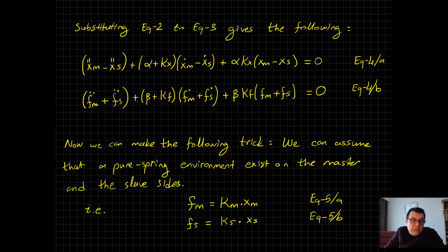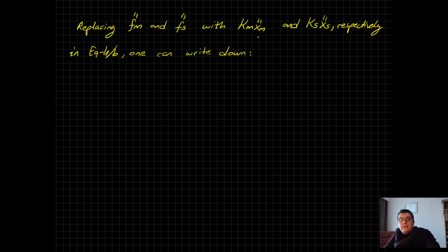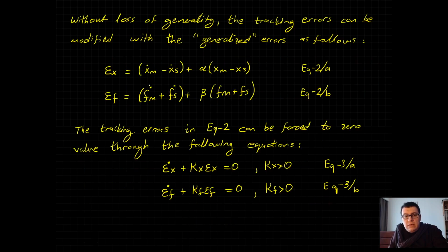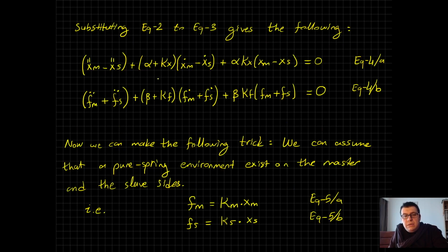What we need is to replace F master double dot and F slave double dot with equivalent identities that have X master double dot and X slave double dot. So if we do so, we're going to have these two equations. Let me write the first equation, X master double dot minus X slave double dot. This is equation 4a actually replicated. I'll just send the remaining part to the right hand side.